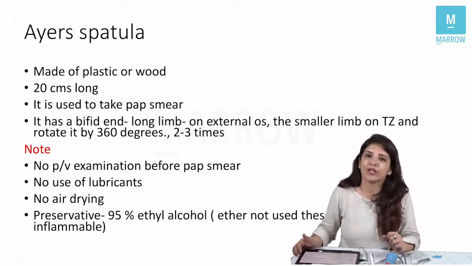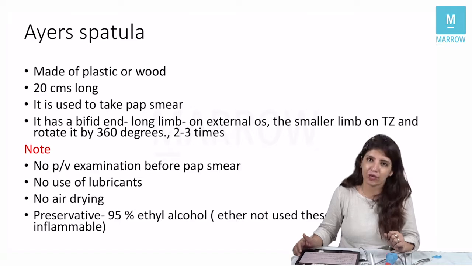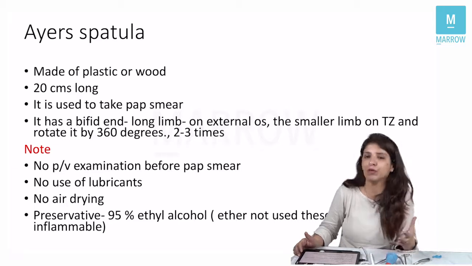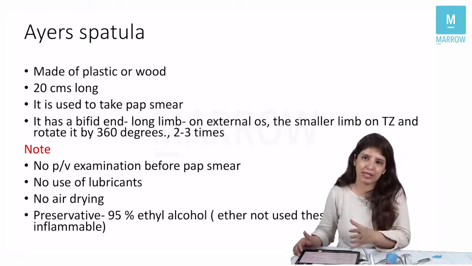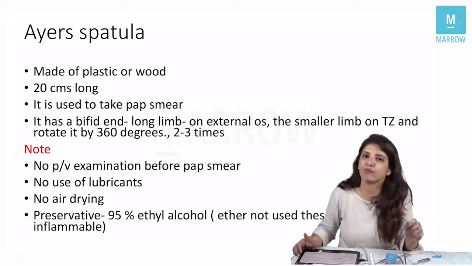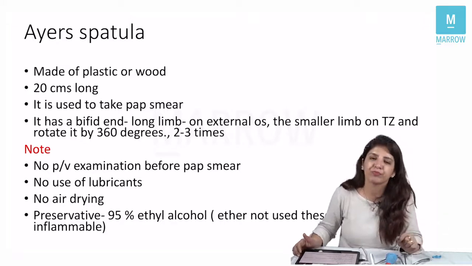A very important question about pap smear is the preservative which is used in pap smear. The preservative which is used in pap smear is 95% ethyl alcohol. Earlier 5% ether was also used, but now it is not used because ether is highly inflammable. So now labs are not using ether. Now it is just 95% ethyl alcohol, right?